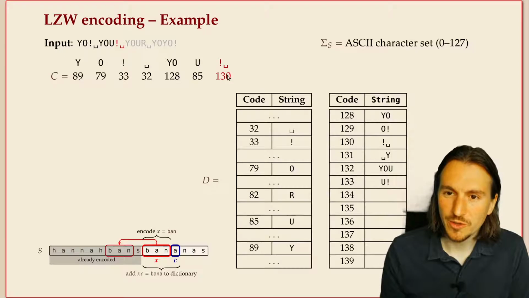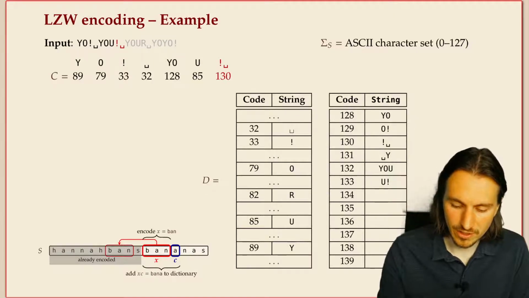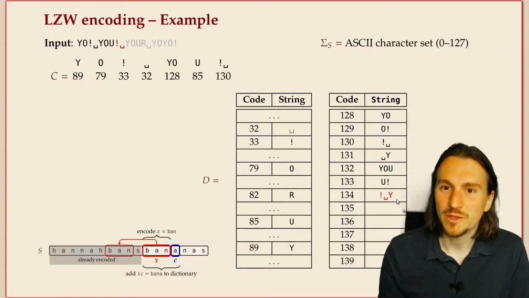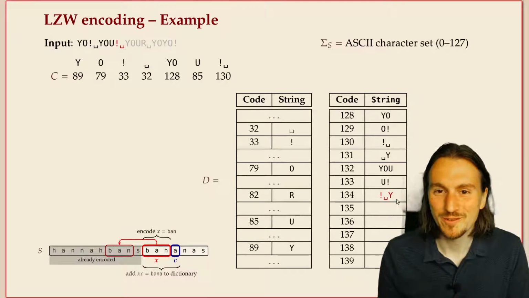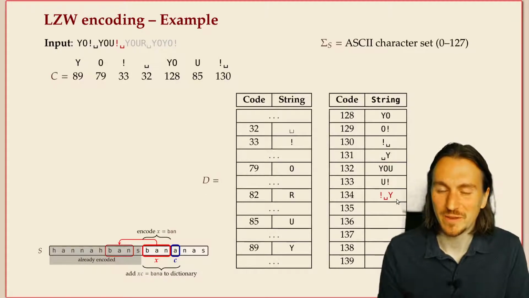So we use this code and add a new entry to our dictionary where we have exclamation mark space, and then the next character is a Y again. Okay.